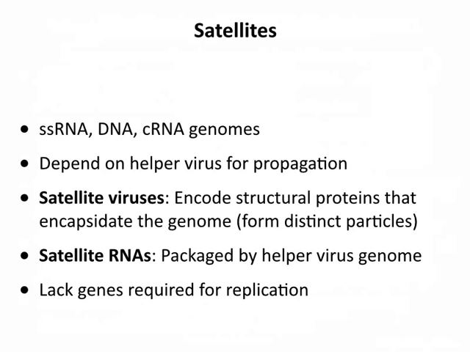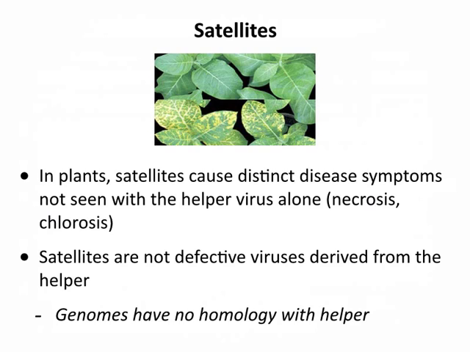So very much like viroids, satellites cause disease in plants. And this is a kind of disease that we don't see with the helper virus on its own. So the helper plus the satellite causes a very different kind of disease. The kinds of symptoms include necrosis, the destruction of the plant, or chlorosis. Chlorosis is reduced chlorophyll. You can see that nicely in this picture. The top is a normal plant. All the leaves are green. And on the bottom, there's reduced chlorophyll, so they're yellow. That's called chlorosis, and this is caused by the satellite virus.